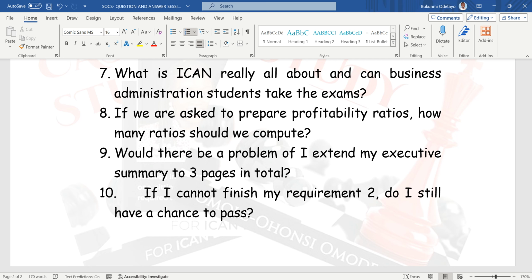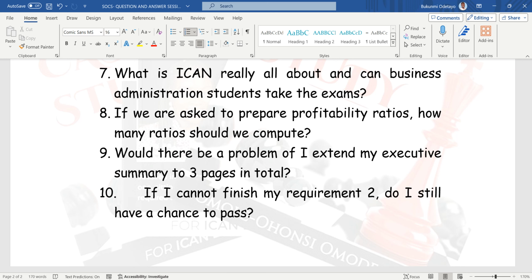Except if, based on the requirements, you still need to calculate some additional ones. So it depends on the requirements. It's not a static case, it's not one way. It depends on what the examiner requires of you, but 4-5 ratios is actually sufficient. You don't need so much.